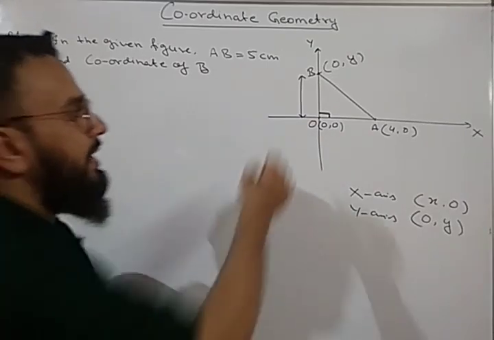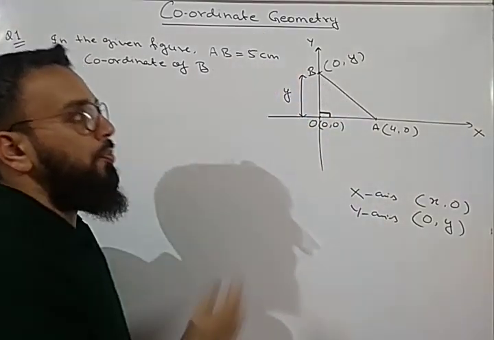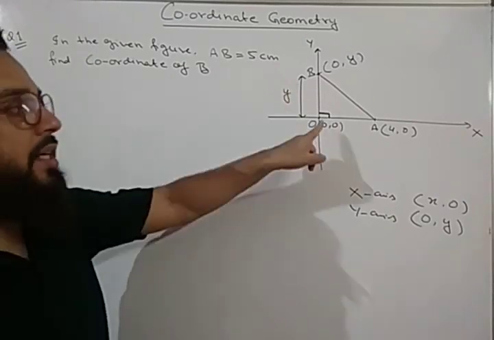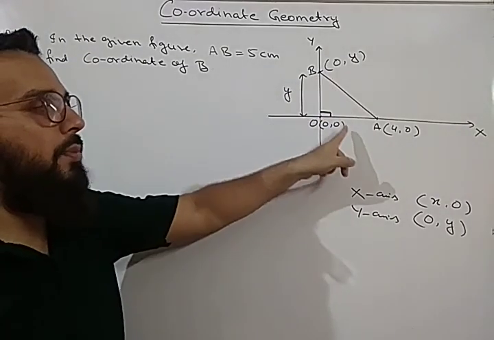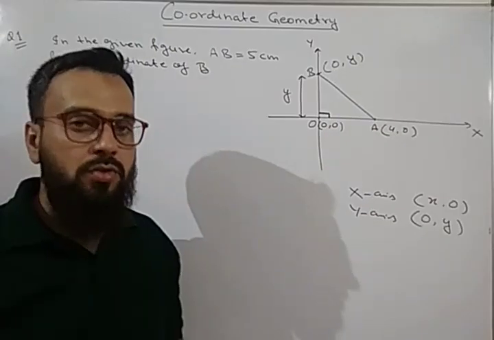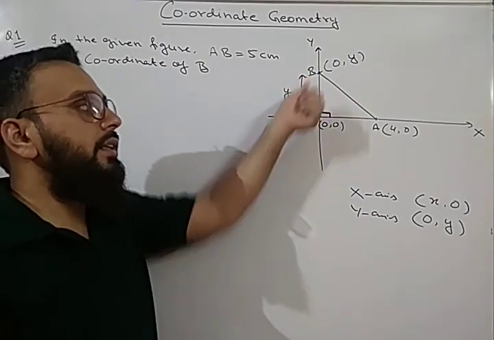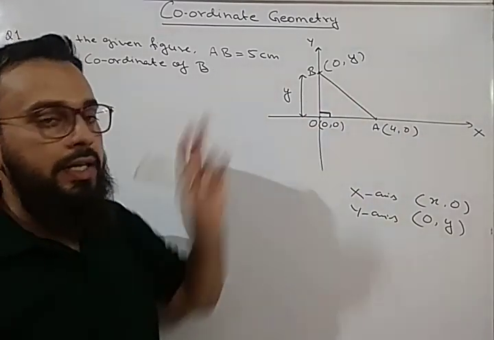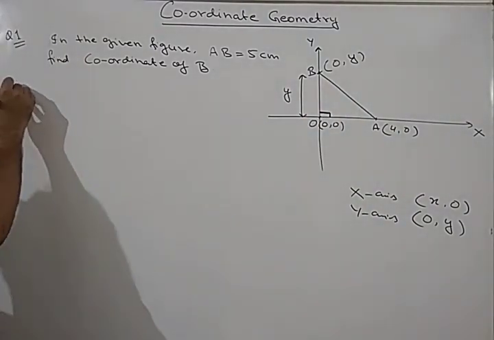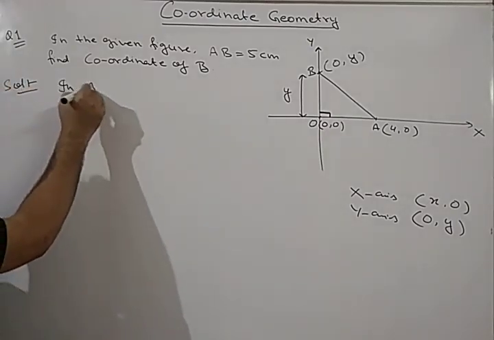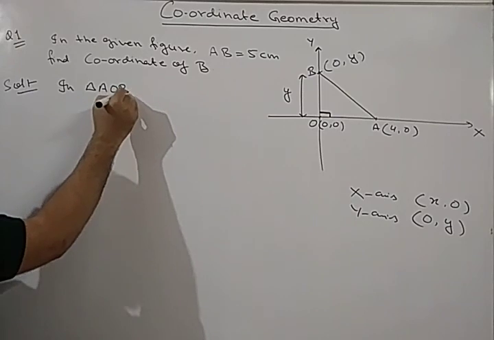So we have to find the value of this particular OB. If we find the value of OB, that will be equal to y. The perpendicular distance of the point from the x-axis is called y, and that will be the coordinate of this point B. So simply we have to find this length OB, which you can find very easily in this right angle triangle. So now we are going to solve the question. We can apply Pythagoras theorem in triangle AOB.